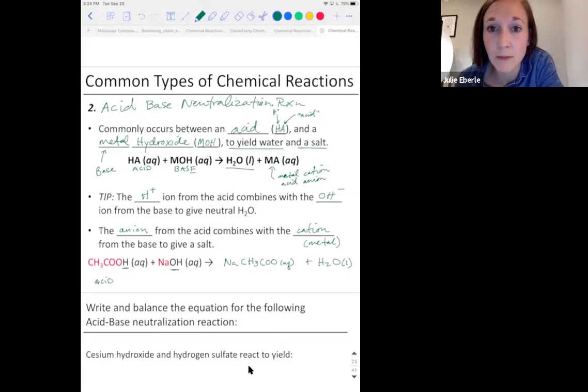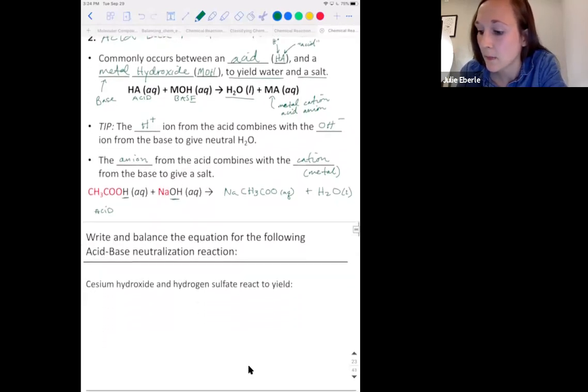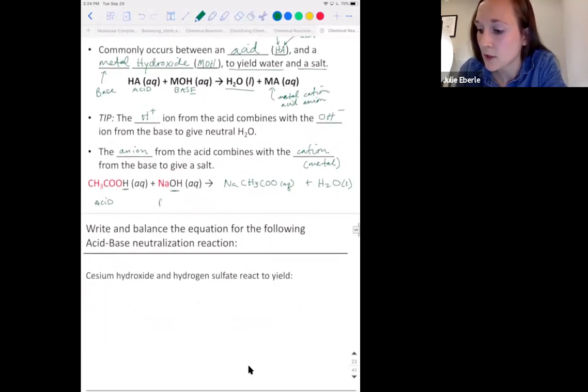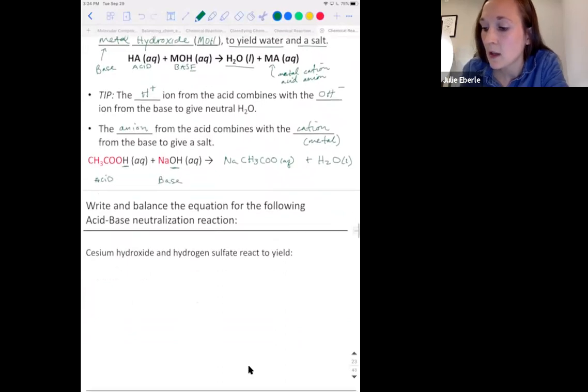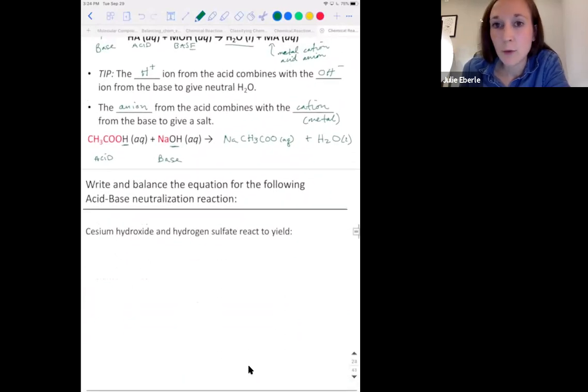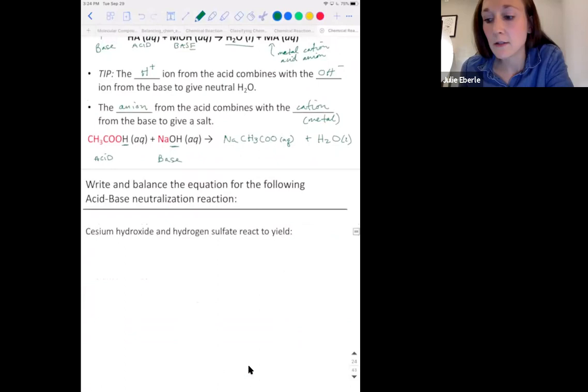So this is how precipitation reactions and acid-base reactions are different, just by a quick glance. If you form a solid as one of your products, that's precipitation. If you form water, that's acid-base. Okay, so sodium hydroxide was our base here. All right, before we move on, let's do a practice. I want you to write out the acid-base reaction that I've typed up below.